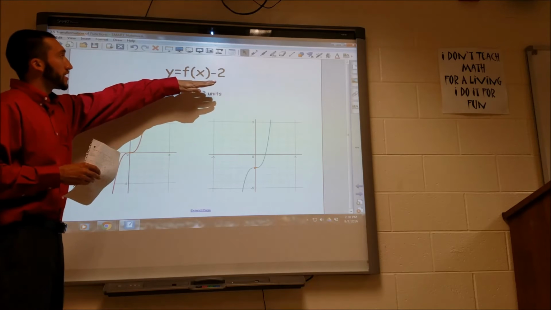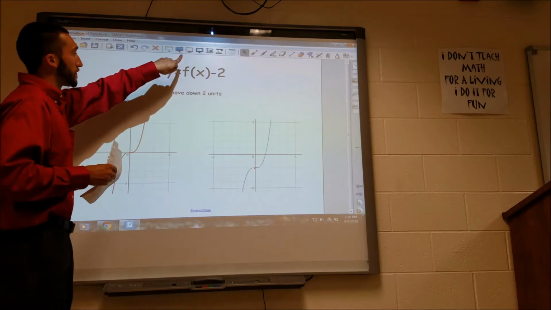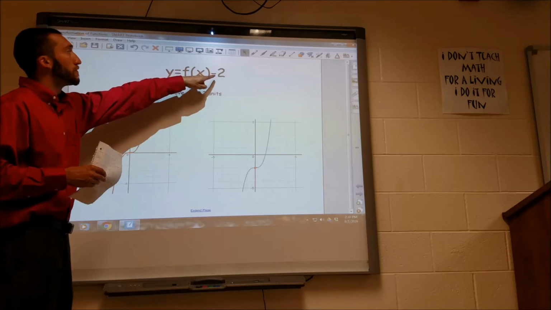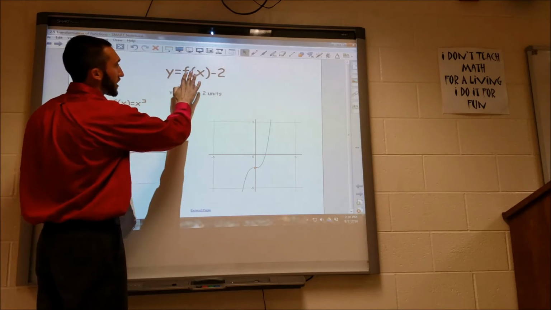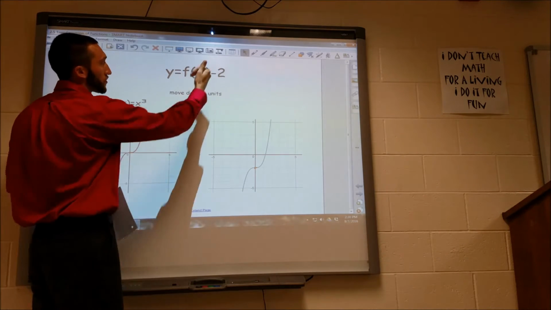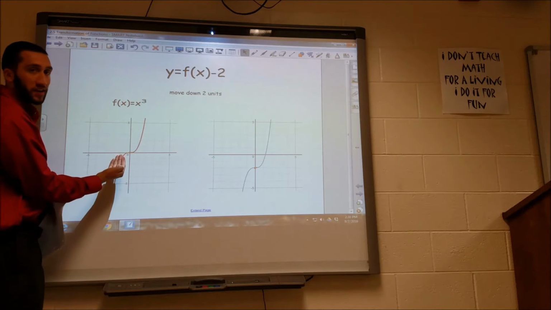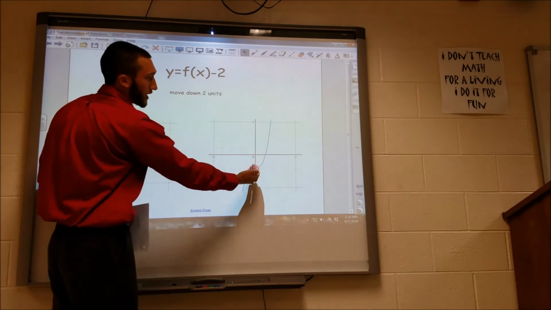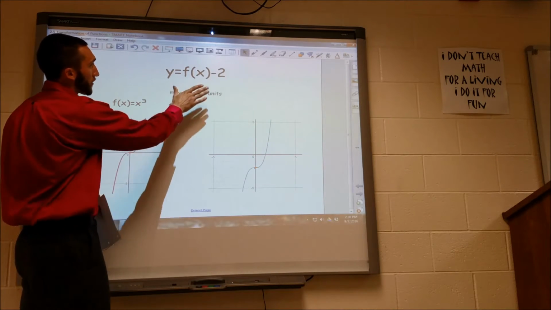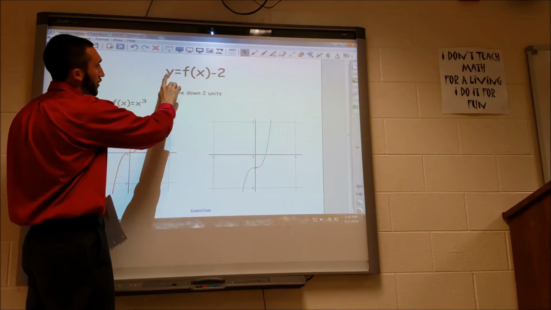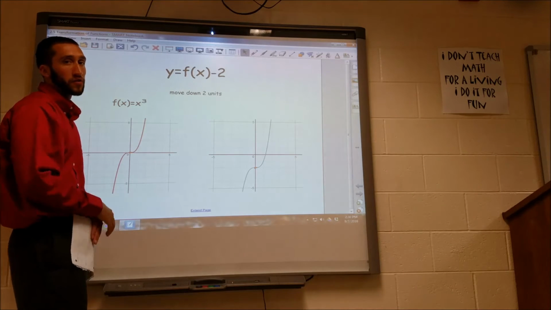The first gives us f of x minus 2. So it's telling you if f of x is x cubed, I'm moving down 2 units. If the subtraction is outside of my function, it just means I'm moving down 2 units. So here we can see the basic example of x cubed. Here it has been shifted down 2 units. So if it asks what happens to the graph of f of x when y equals f of x minus 2, all you need to simply say is it moves down 2 units.